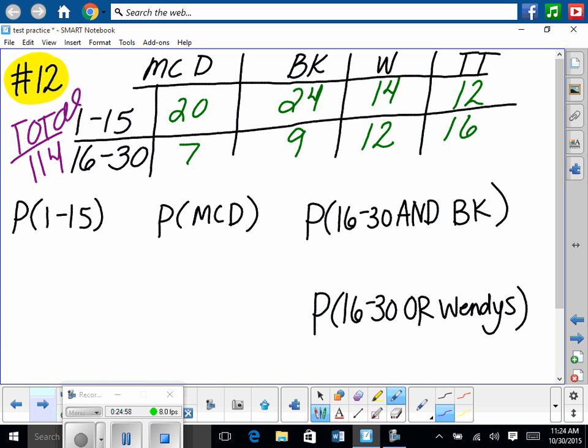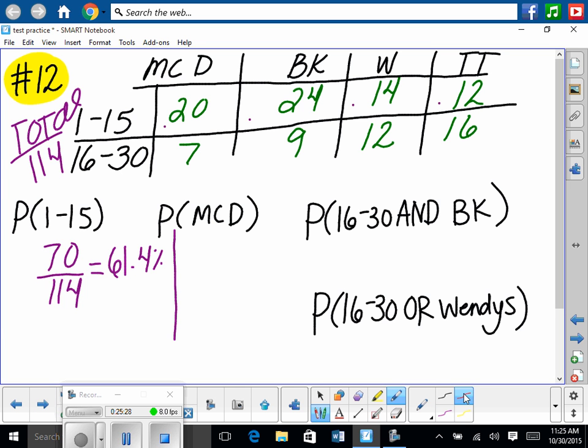All right, so find the probability that they're in age group 1 through 15. So where does that criteria meet? Right there, right there, right there, right there. Those are all in age group 1 through 15. If you add up 20 plus 24 plus 14 plus 12, you're going to have 70. So there's a 70 out of 114 chance that we would land in that age group. And yes, I need both answers. So 61.4%.